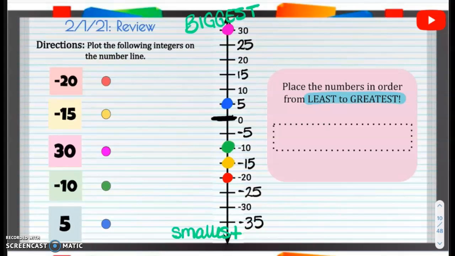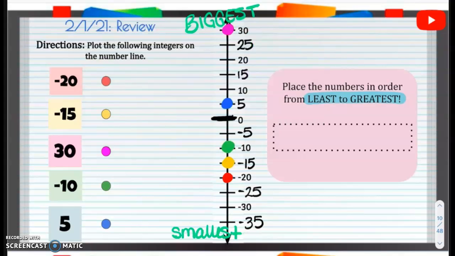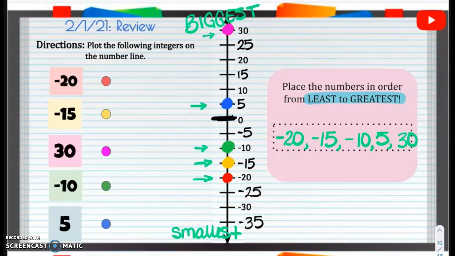All right, so our smallest number down here is going to be negative 20. Next, we have negative 15. Next, working our way up that number line, we have negative 10. Next, plotted on our number line, we have positive 5. And then our biggest number that we plotted here is positive 30. So that's going to be it for our review. Great job.